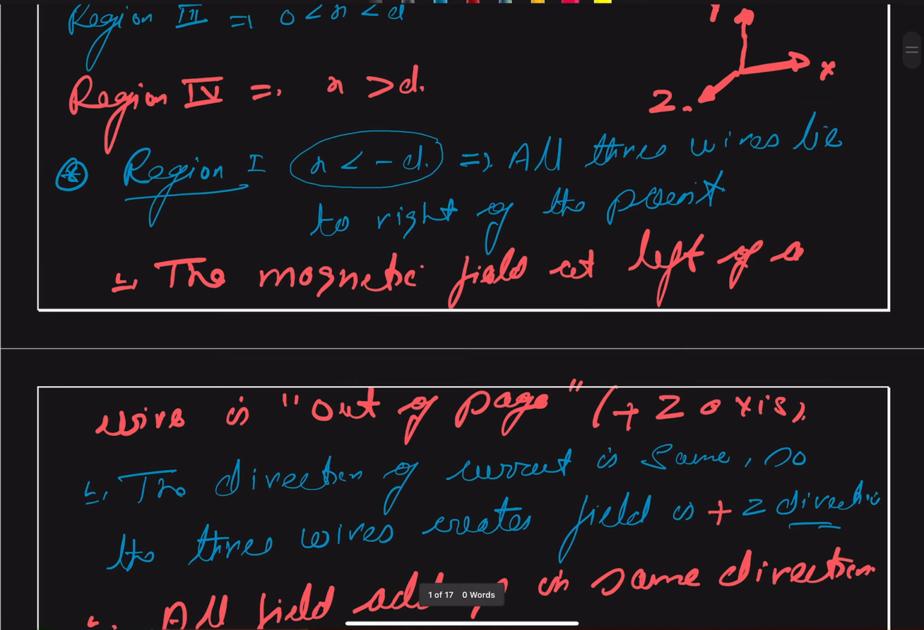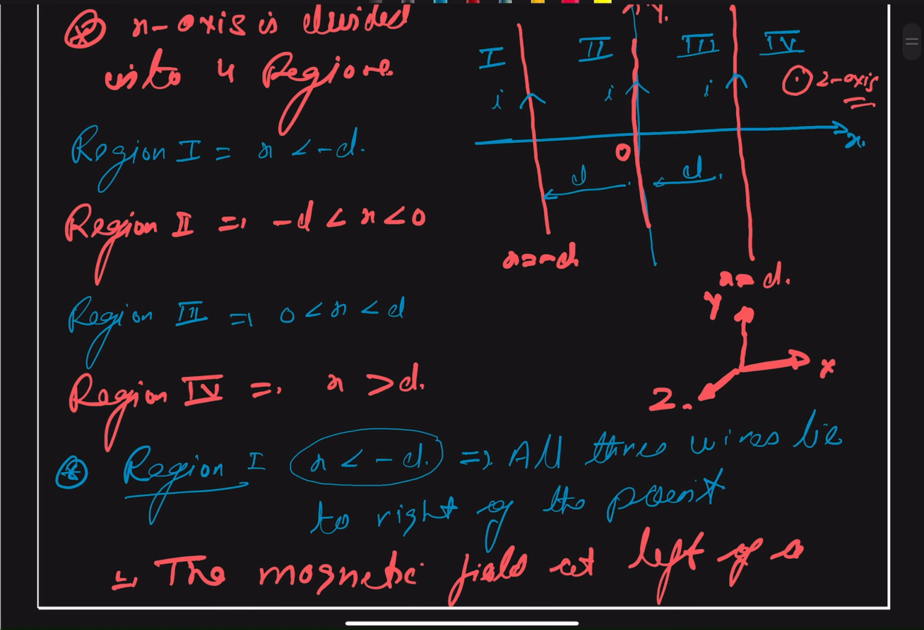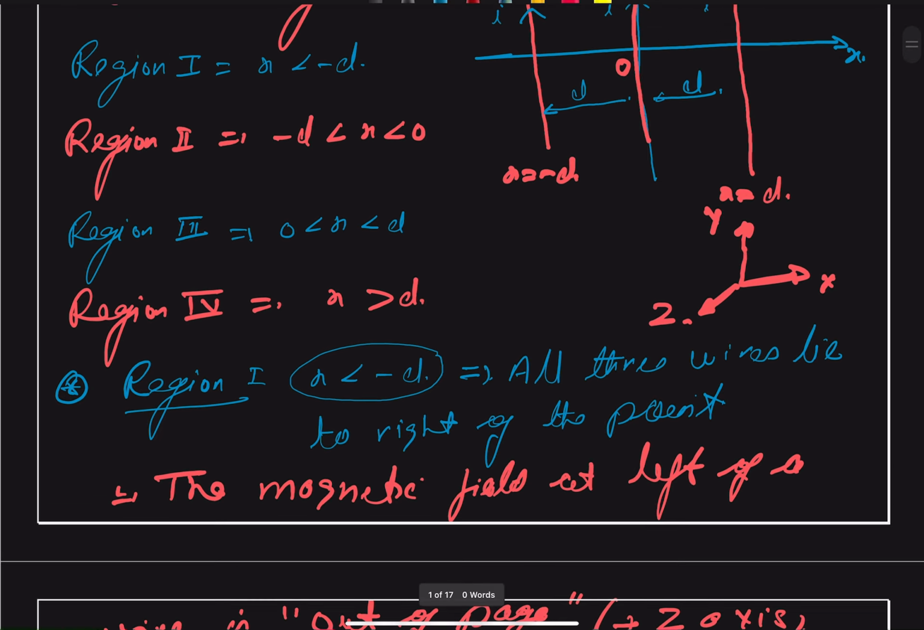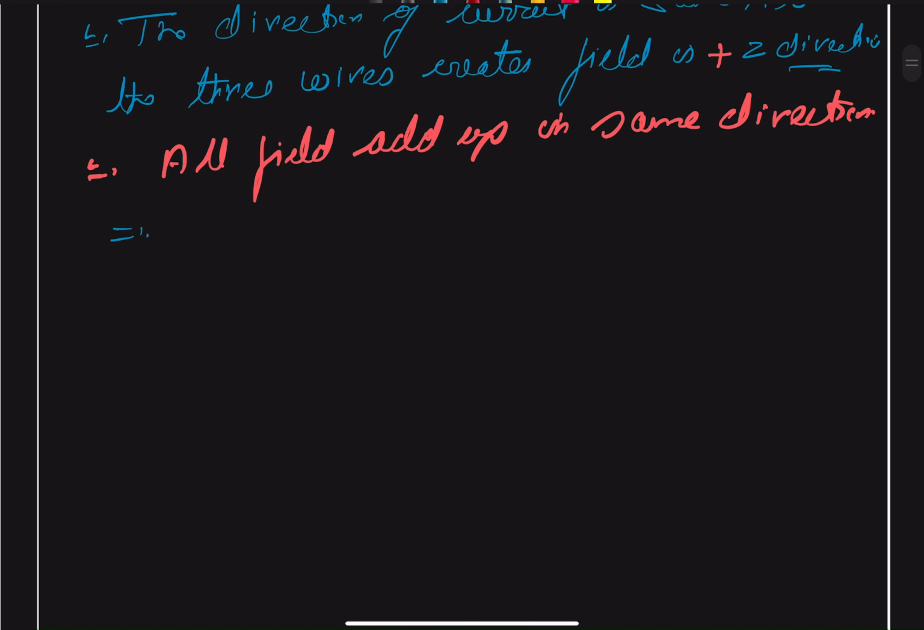Okay, I just, so now it's the correct one, because the region is on the x less than minus d. So all the fields add up in the same direction. So that's why we can say that non-zero magnetic field is not possible.